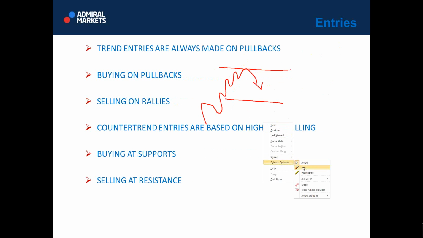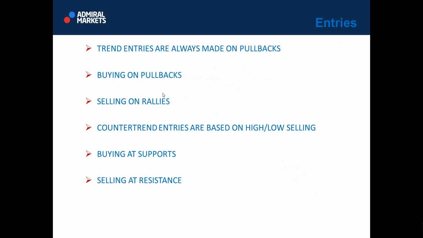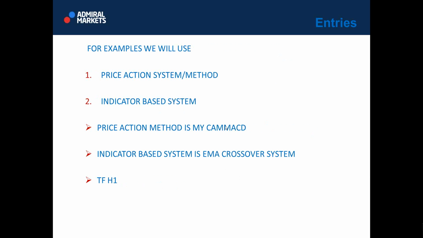This is the only truth, guys, and this is the only way you should trade. If you trade trend, remember now and for always, buying on pullbacks, selling on rallies. Counter trend entries are buying at supports, selling at resistance. Now, for these examples, I will be using a price action system and an indicator-based system. The price action method is my Camarilla MACD. The indicator-based system is the EMA crossover system. Time frame is 1 hour.